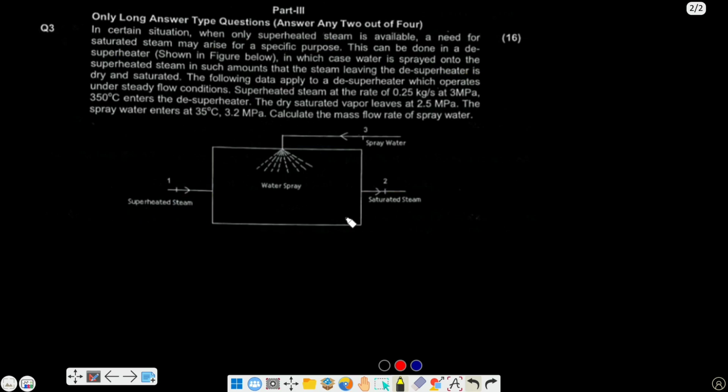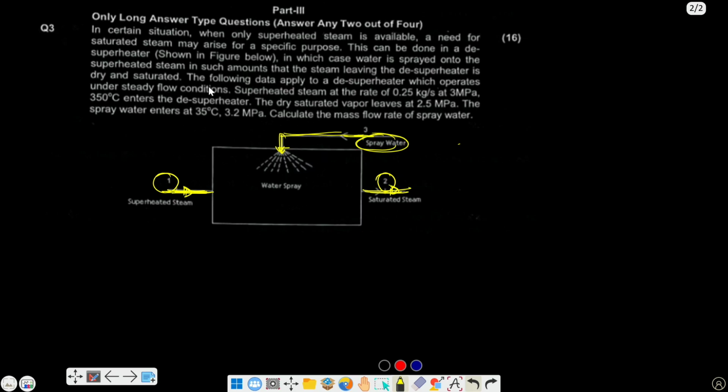We have three entry and exit points, that means mass interactions are happening at three sections. This is state point 1, where the superheated steam enters, and this is state point 2, where the saturated steam goes out. At section 3, the liquid water that is sprayed into the system enters. So three interactions are there, and some data may be given for these three conditions.